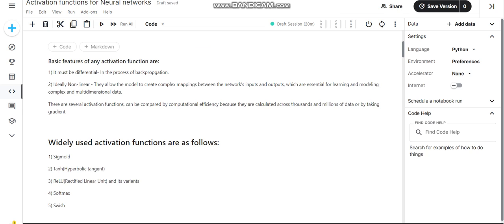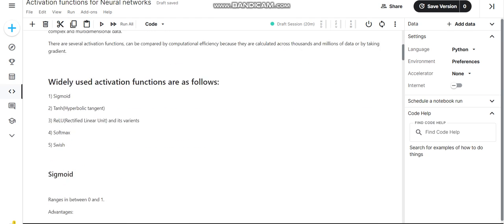Basic features of any activation function. Number one, it must be differentiable. Number two, it should ideally be non-linear, though a linear function can also be an activation function, but as one of the main functions of it is to introduce non-linearity, an activation function should preferably be non-linear. There are various activation functions, a few of which are sigmoid, tanh or hyperbolic tangent function, ReLU, rectified linear unit, and its variants, softmax and swish.